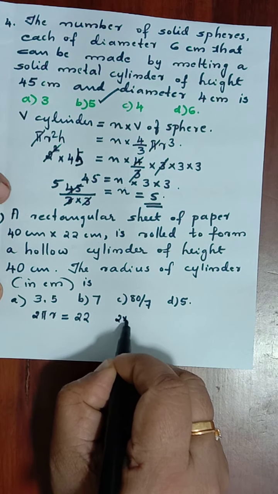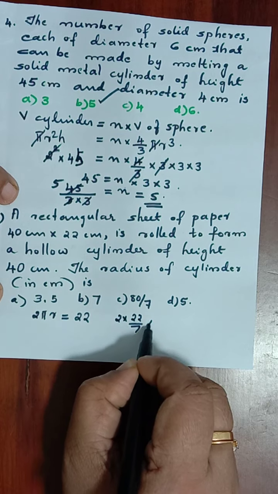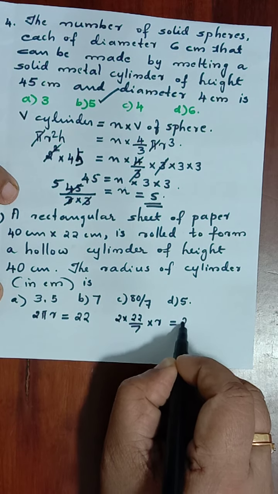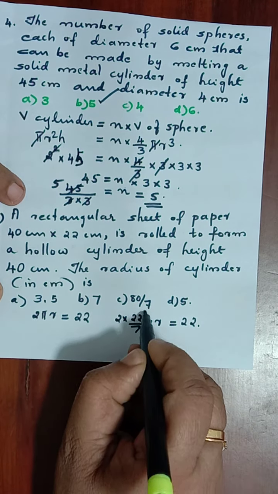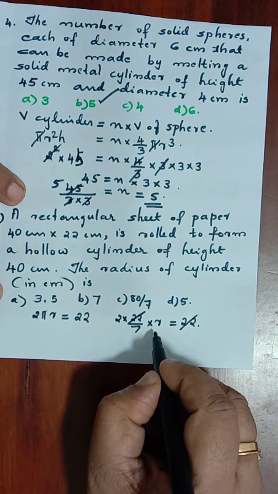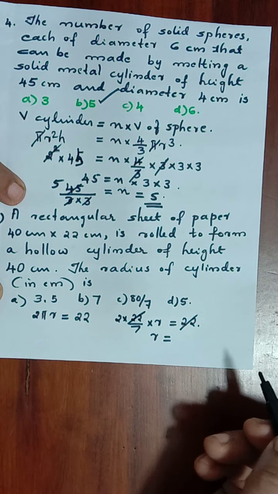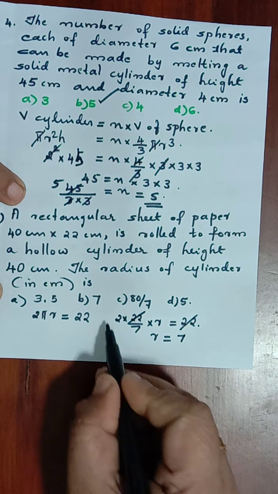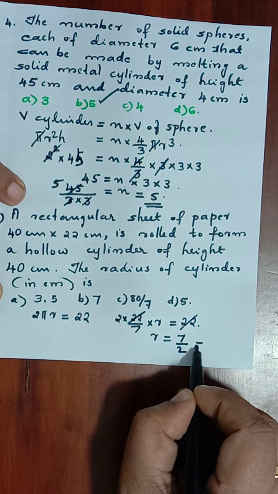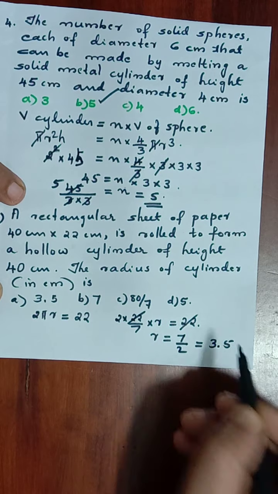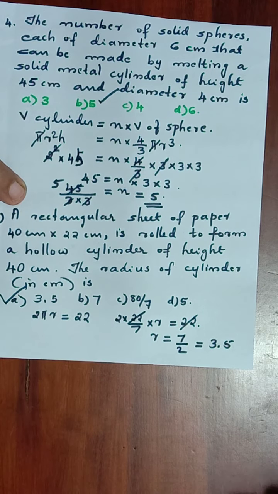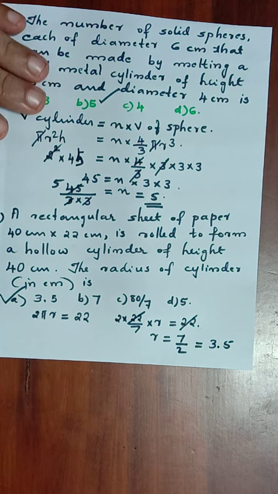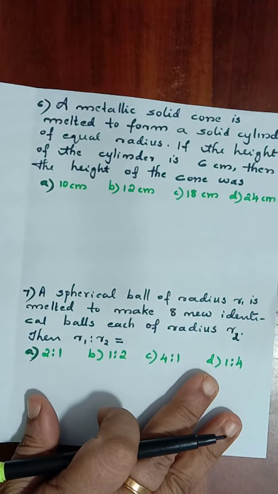We can cancel it. That is 2 into 22 by 7 into radius equal to 22. 22 can be cancelled on both the sides. Here we have r is equal to, transfer it, 7 comes in the numerator by 2. What is 7 by 2? Isn't it 3.5? So the first option, it is 3.5. Now let us have the sixth question.